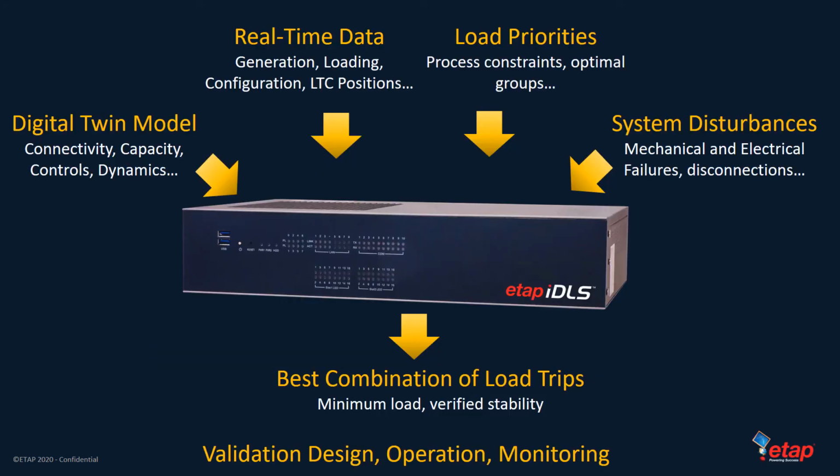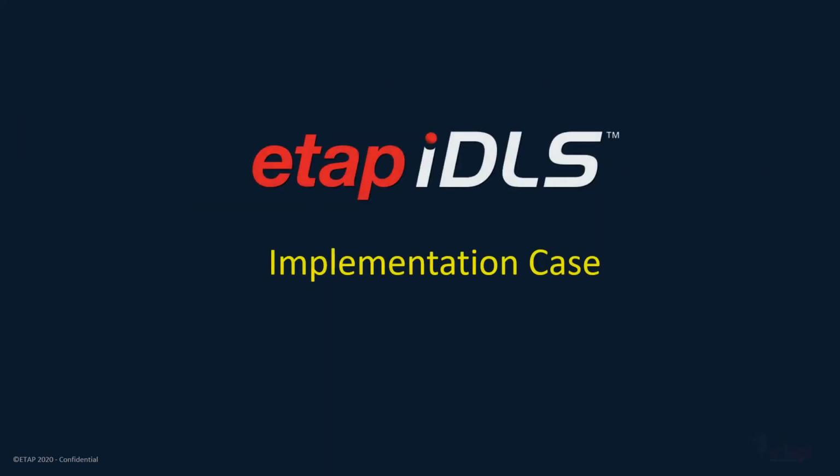In conclusion, the ETAP iDLS solution uses the digital twin model, real-time data, load priorities, and system disturbance to determine and shed the best combination of loads to maintain the system operating stability. It has the capability of minimizing system interruptions to improve quality of service. In one integrated solution, you can validate, design, operate, and monitor a distributed load shedding system. Now let's take a look at an implementation of the ETAP iDLS solution.